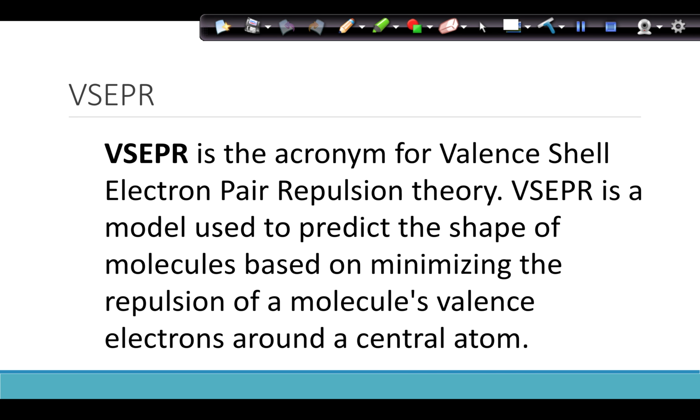VSEPR is the acronym for Valence Shell Electron Pair Repulsion Theory. VSEPR is a model used to predict the shape of molecules based on minimizing the repulsion of a molecule's valence electrons around a central atom. Basically, because all the electrons are negative, they're going to push away from each other, and the shape that the molecule is going to take will be the one that allows for the electrons to repel each other in sort of the least way.